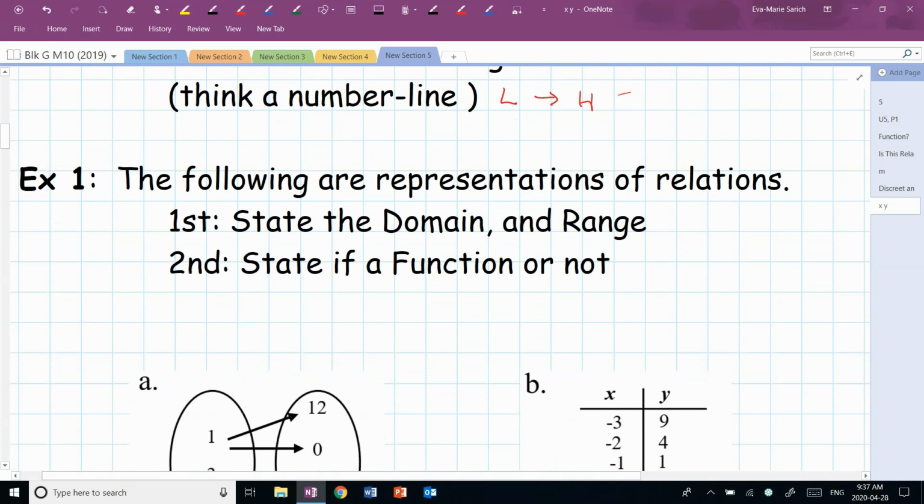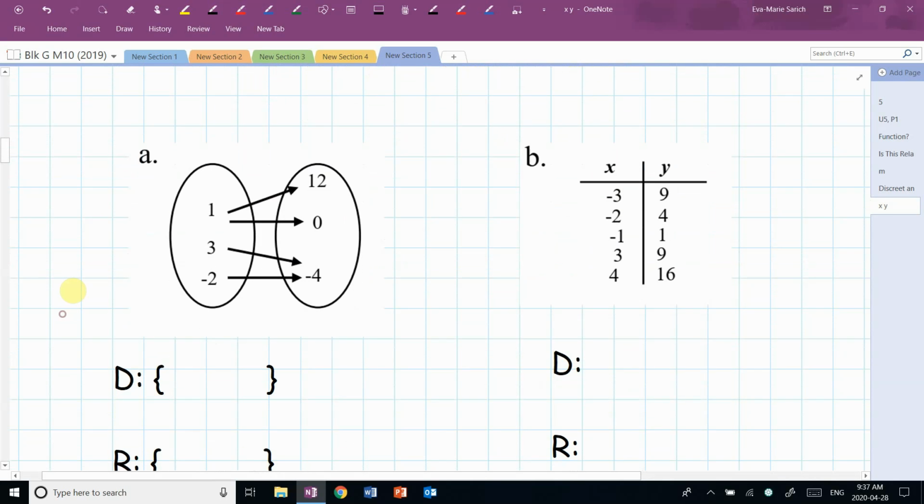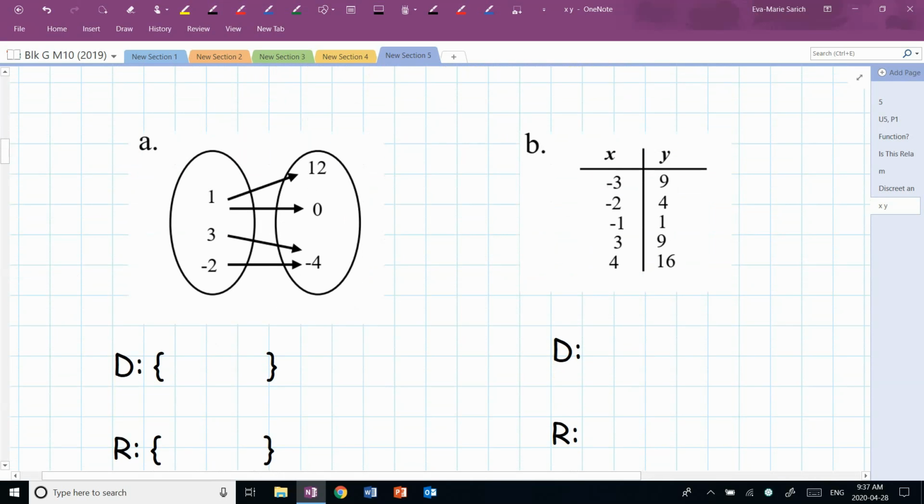The first thing that we want to do in these examples is state the domain and the range. Remember, those are the x values and the y values. And we want to state whether it is a function or not, which is what we did a few lessons ago. Okay, so let's look at this.